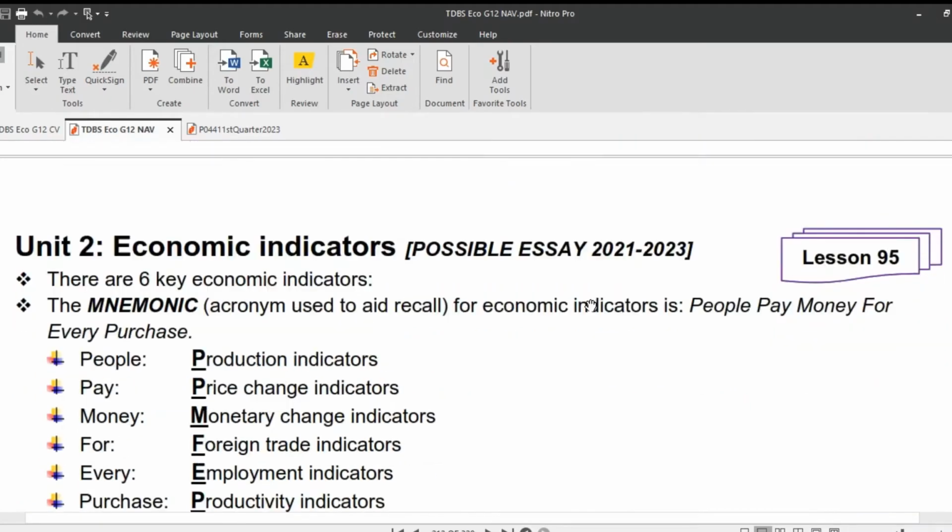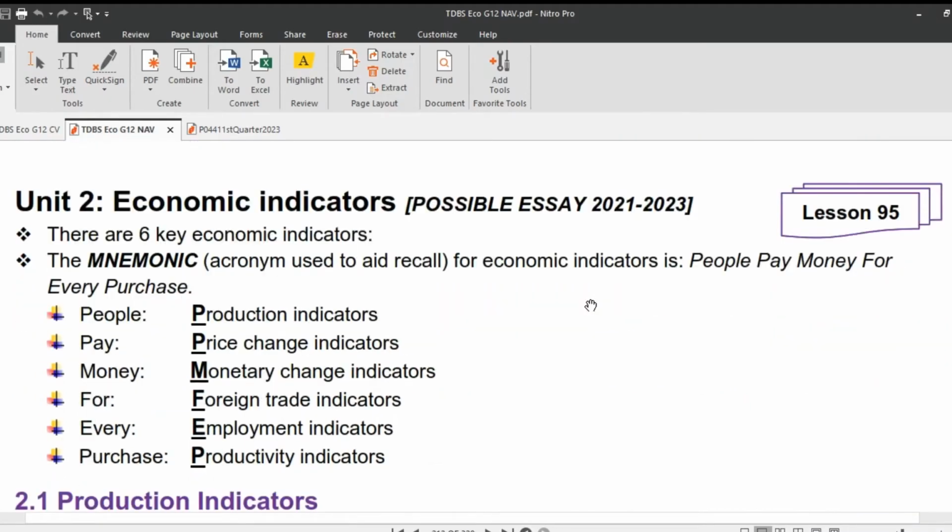Dive into the lesson of the day. Today's lesson is in Unit 2 and it's about economic indicators. There are 6 key economic indicators.